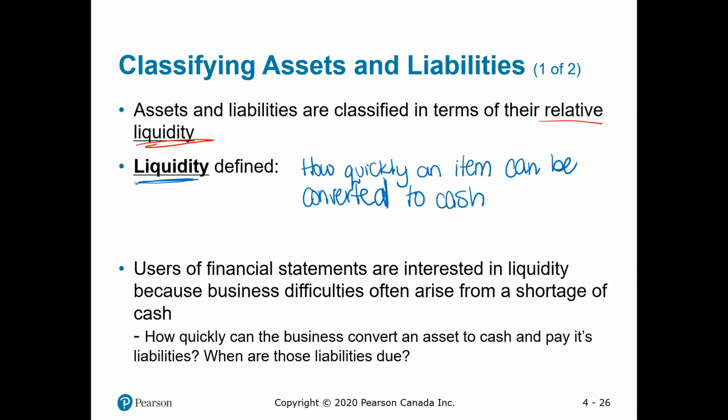And why do we do this? Well, users of financial statements are interested in the liquidity of the business. So they're looking at, does this company have enough cash or current assets they can quickly convert to cash in order to pay off their liabilities when those liabilities become due. So we want to break out these current assets and liabilities so the user can quickly look at that and see if the company is going to be able to pay off their debts.